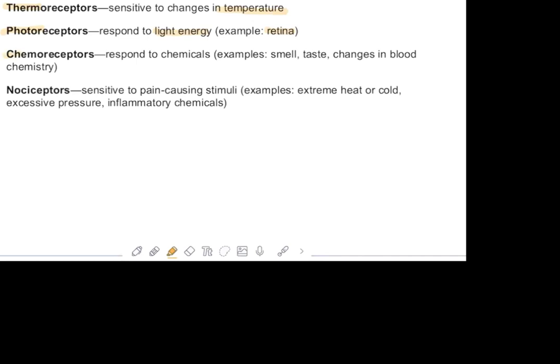There's also chemoreceptors, which respond to chemicals. These would include smell receptors, olfactory receptors, taste receptors, which are gustatory receptors, or other change in blood chemistry. For example, changes in pH that may occur in the blood. Another group is called a nociceptor, and this is a pain-causing stimulus that activates it. So this is the only exception of a receptor where the prefix doesn't really tell you exactly what it is.